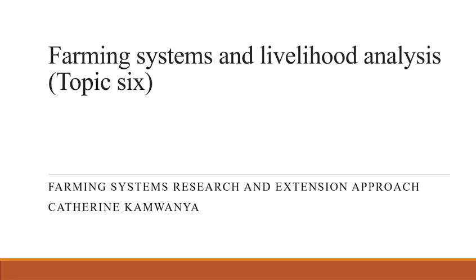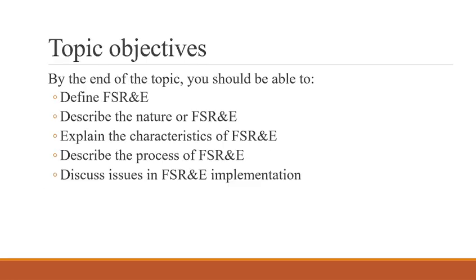Work on topic 6, which is the last topic, and it's about farming systems research and extension approach. By the end of the topic, you should be able to define farming system research and extension, describe the nature of farming system research and extension, explain the characteristics of farming system research and extension, describe its process, and discuss issues in farming system research and extension implementation.